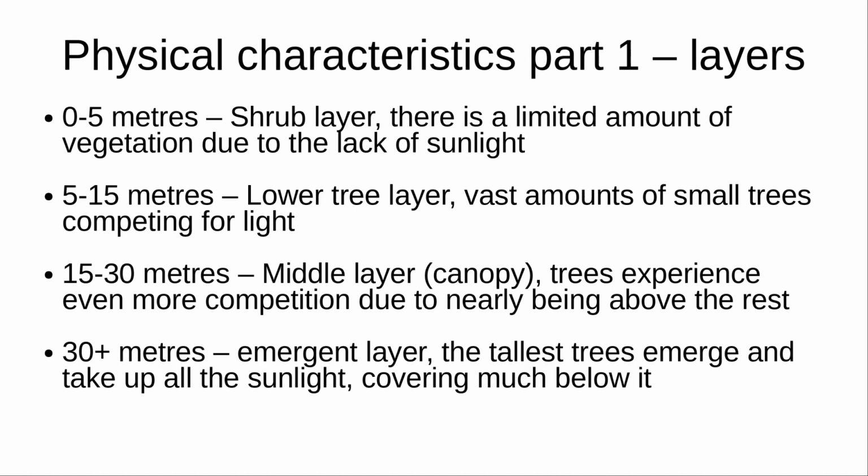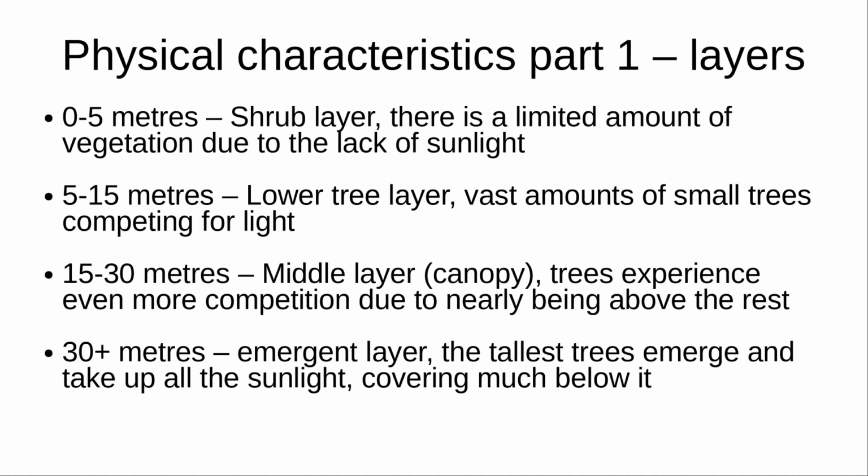From there to 15 meters tall is the lower tree area, where there are vast amounts of small trees competing heavily for sunlight. From 15 to 30 meters reside the larger trees of the middle layer, which experience even more competition for light as they are nearly within the top of the rainforest. From 30 meters onward is the emergent top tree canopy, where the tallest trees emerge and take up all the sunlight that they can. This layer almost always has continuous cover due to the competition for light.